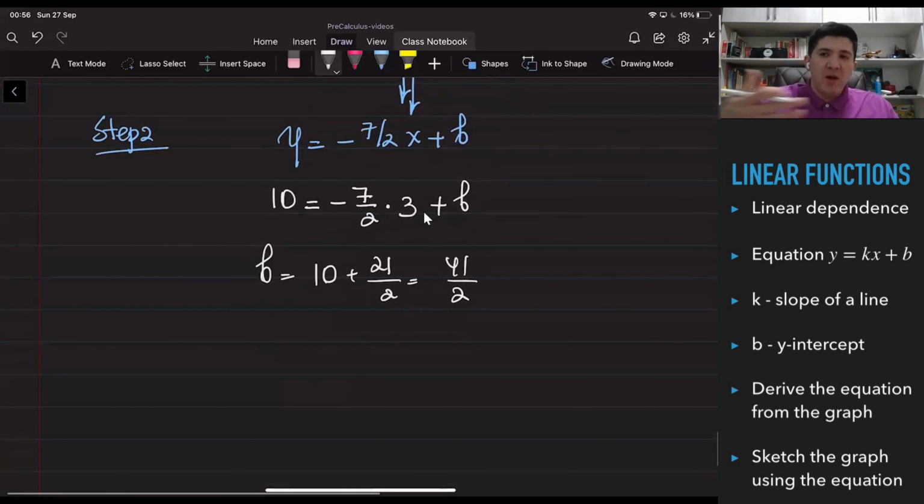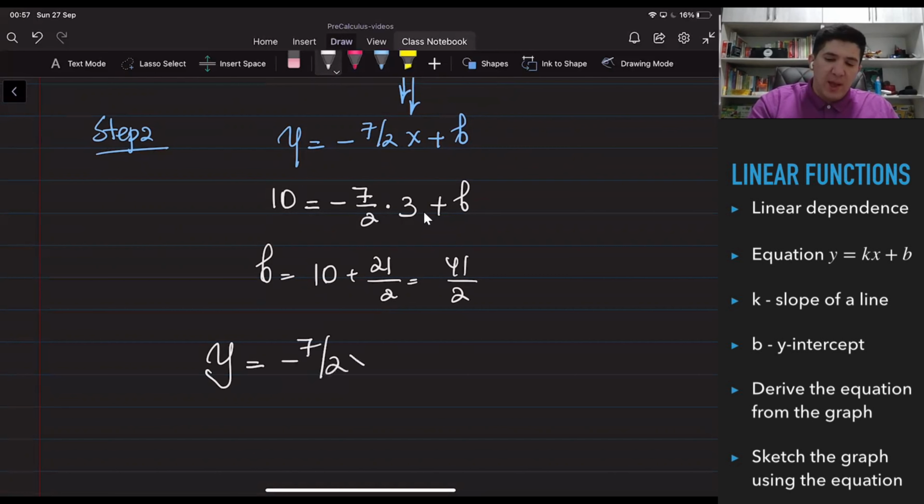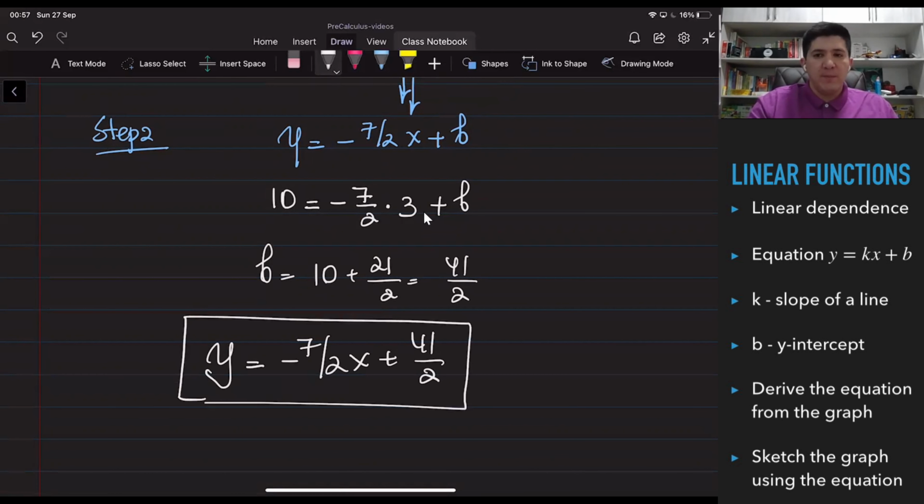That's it. So I found k, the slope of the line, and I found b, which is the y-intercept. So the equation of the line which passes through the 2 points P1 and P2 is minus 7 over 2 x plus 41 over 2. So this is how we need to find the equation of the line.